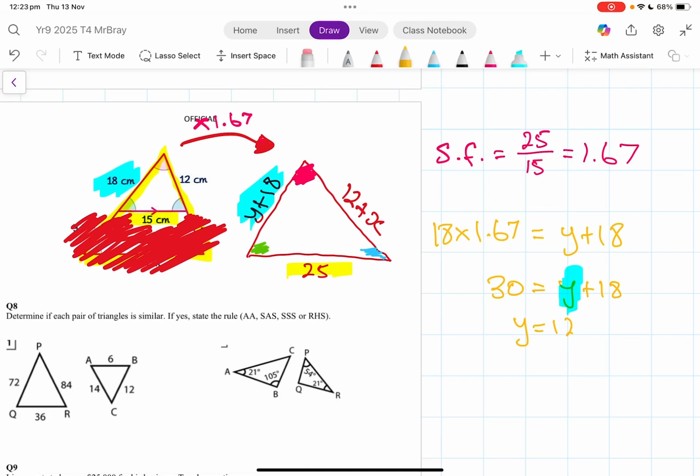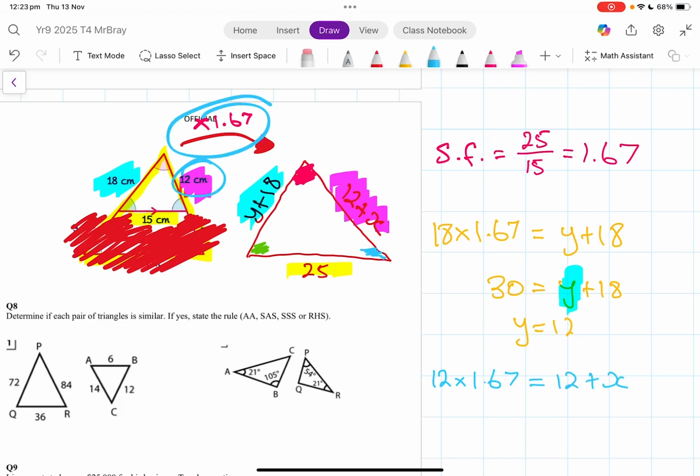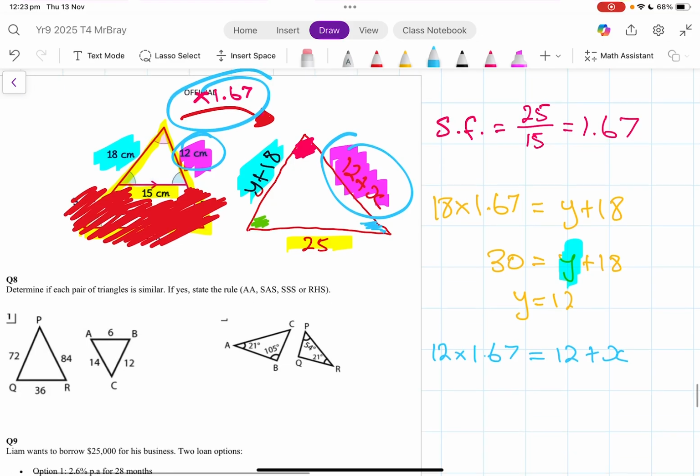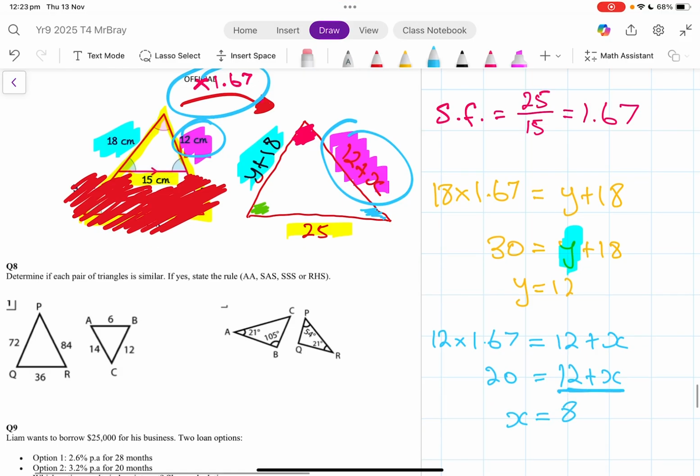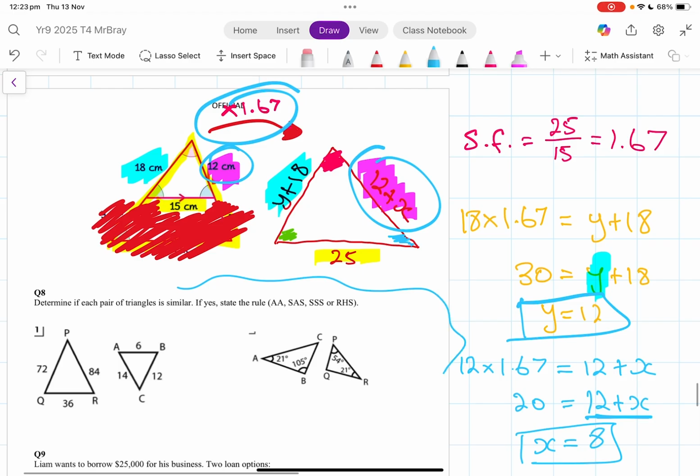For the other thing we've got to solve for here, we've got a pair of corresponding sides there and there. So putting them together, we would end up with 12 times 1.67 equals 12 plus x, right? Like the 12 times the scale factor gives me that side there. So 12 times 1.67 gives me 12 plus x. 12 times 1.67 will give me 20. And then you can see, well, 12 plus what, the x being the what, would equal 20? Well, that has to be 8, doesn't it? So x has to be 8. So we have two answers there, so to speak, for this question here.